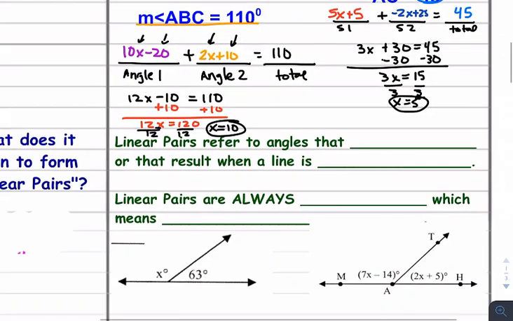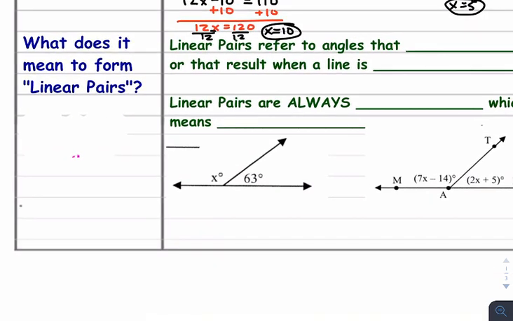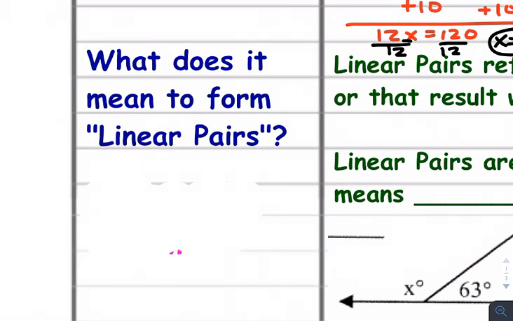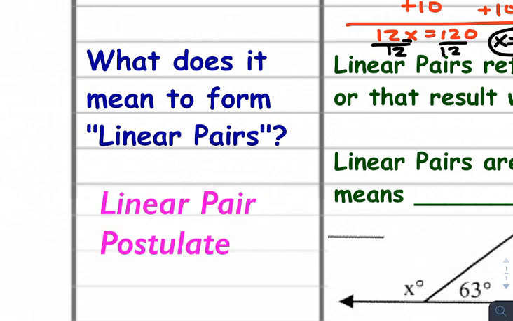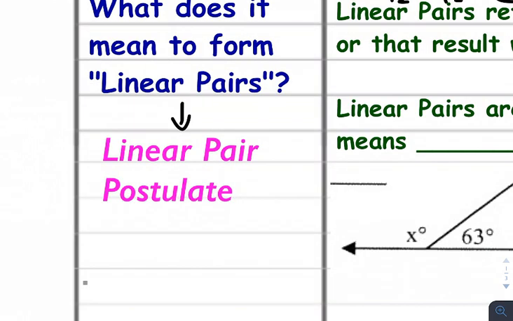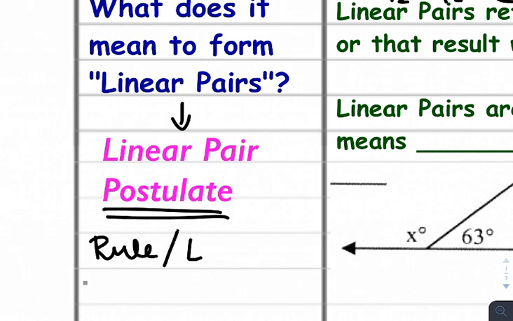Let's talk about linear pairs. Now linear pairs, as I erase this, is also sometimes called the linear pair postulate. And so again, you have the word postulate pop up. So recall that, please, this is just like a rule or a law. In other words, it's just something that you can follow. It's a relationship that happens all the time. So as we're going into the linear pair postulate, let's look at the sentence frame.